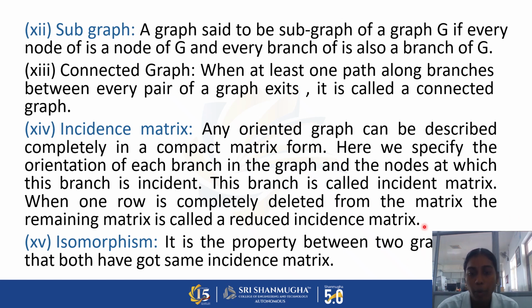Isomorphism is the property between two graphs when both have the same incidence matrix. If both network topologies have the same incidence matrix, then it is called isomorphism.